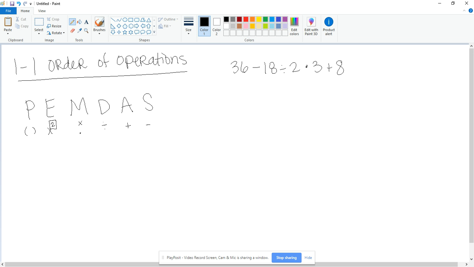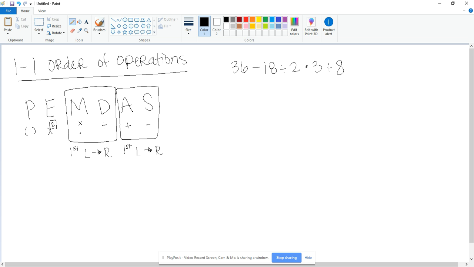Now, there are certain operations that are of the same importance, and so because of that, I like to box those ones out. Multiply and divide are of the same importance, so it's actually whichever one comes first, going left to right. Multiply and divide are of the same importance, as well as add and subtract. So we are going to do the first one that comes up going left to right.